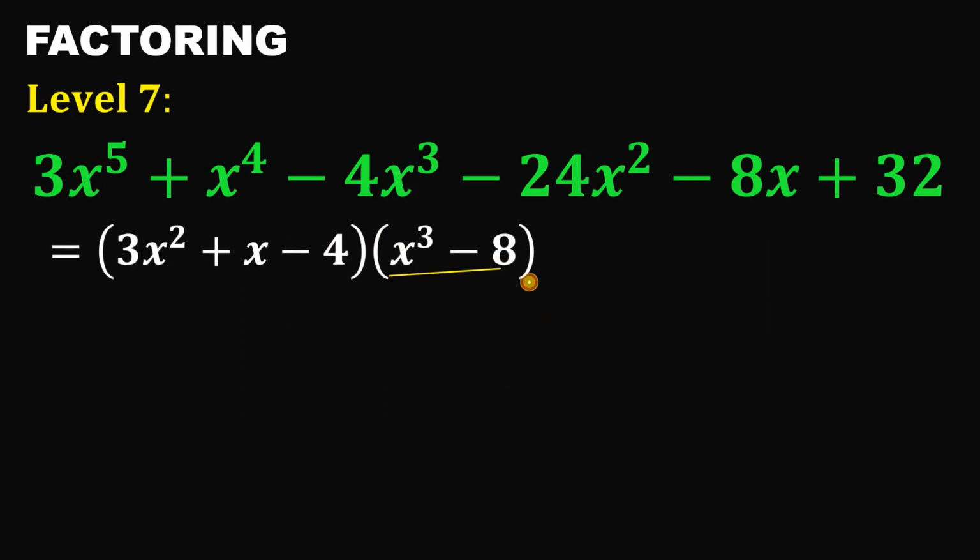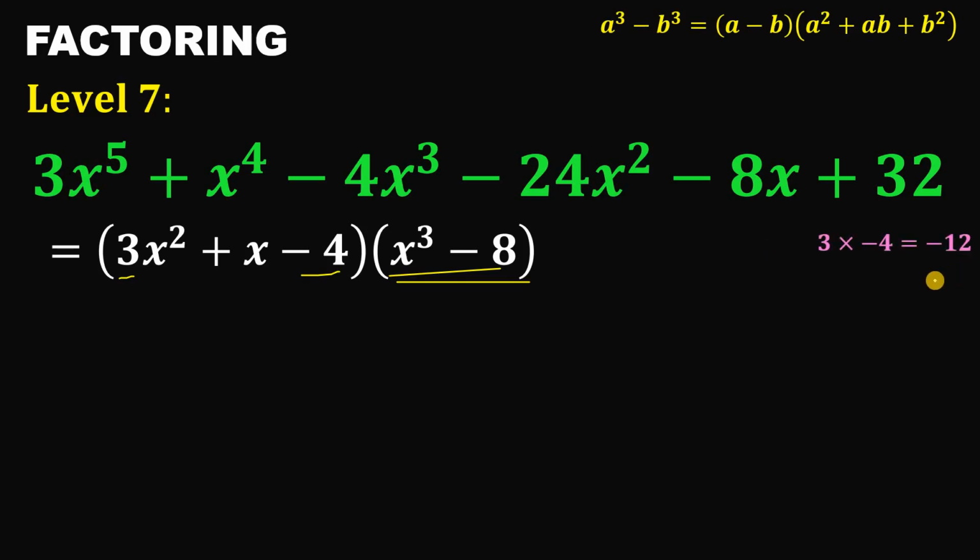Now, we know x cubed minus 8, we can factor this out nicely using this identity, a cubed minus b cubed. Now, how about 3x squared plus x minus 4? This is a quadratic equation wherein the coefficient of x squared is not 1. So, let's multiply 3 times negative 4, we have negative 12. And think of two numbers that when we multiply, we have negative 12, and when we add, we have positive 1. So, here are the two numbers. Negative 3 times 4, we have negative 12. And negative 3 plus 4, we have positive 1, because here we have positive 1.